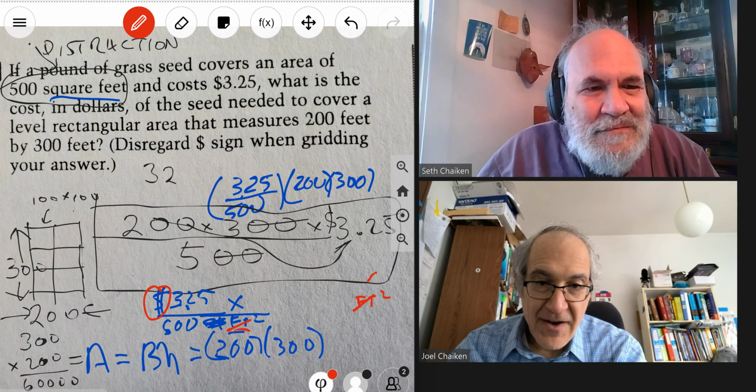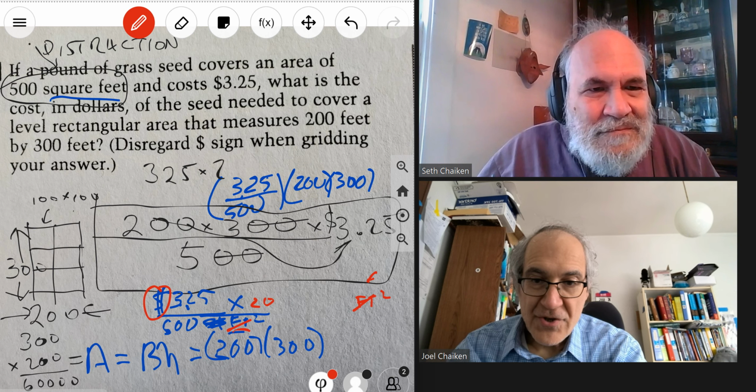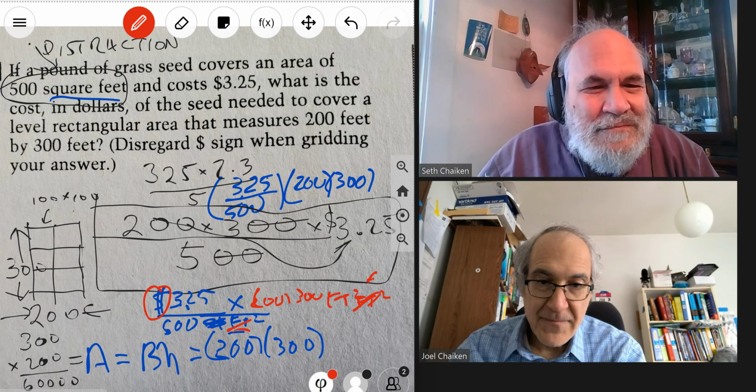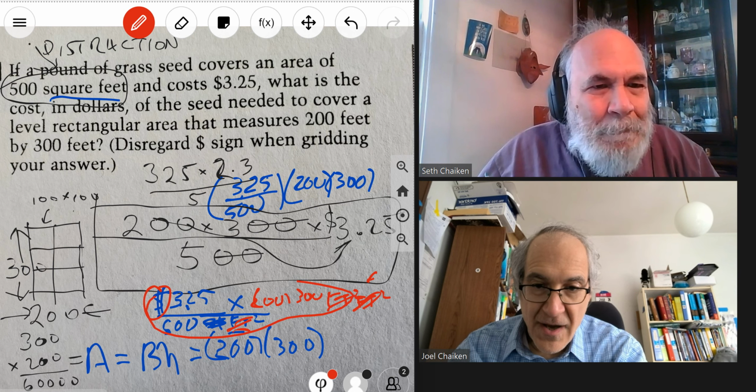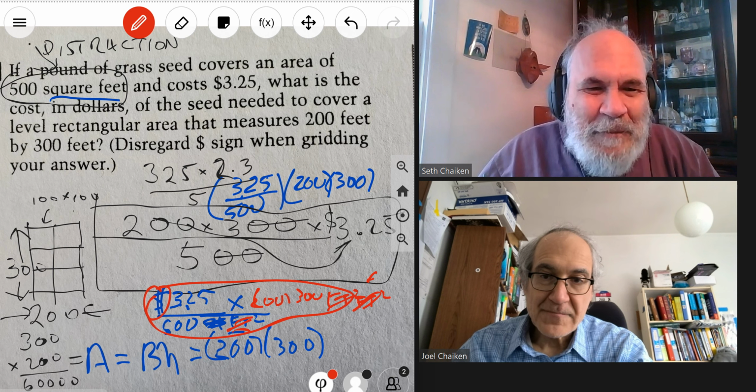So that means we need an area. We know area is base times height. So it's 200 times 300, and now we put the feet squared in, right? And now the feet squareds cancel out, and we get the numbers that we need to multiply.